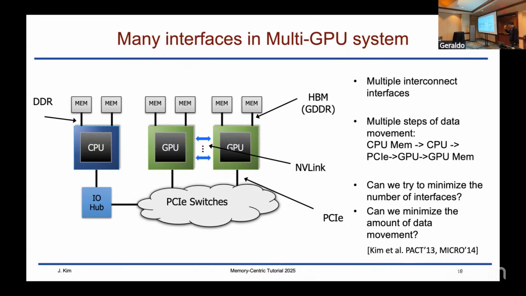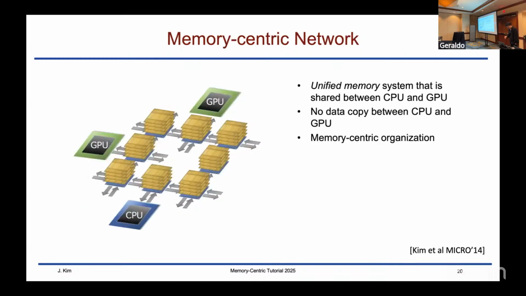Again, a lot of the things that were talked about this morning talked about minimizing data movements and so forth, but this is sort of at a slightly larger scale. Do we really need all these different types of interfaces? And can we minimize the data movement? So this is where we came up with this notion of a memory-centric network organization, where we unify the memory system between these different heterogeneous types of systems.